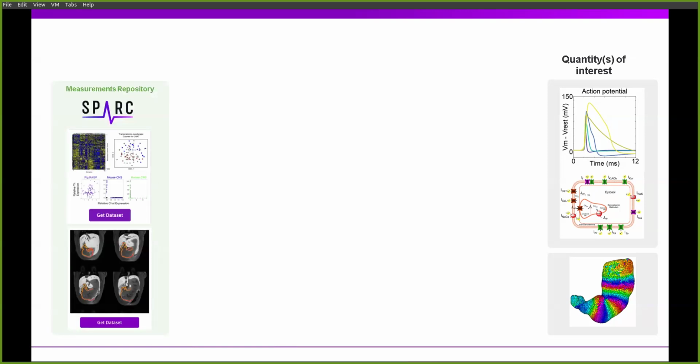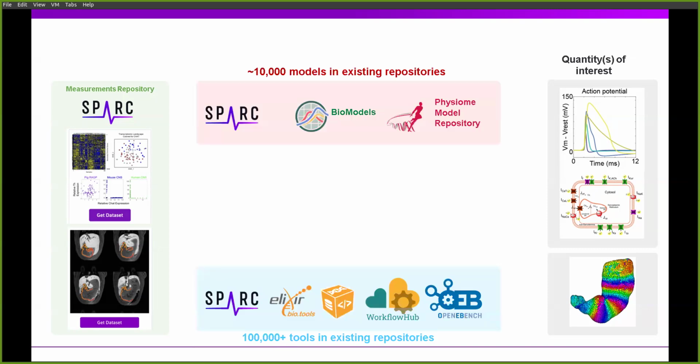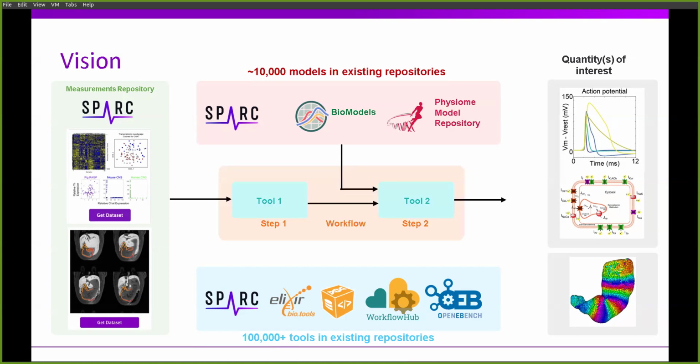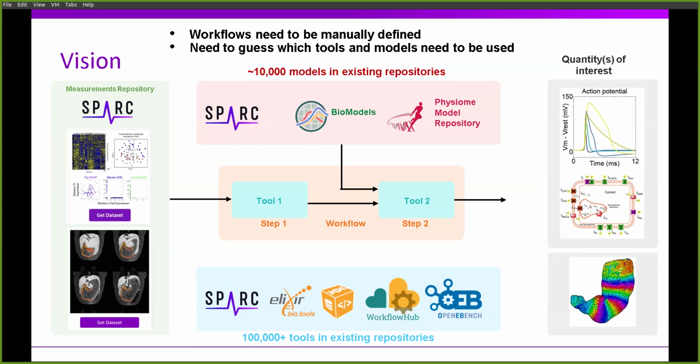Now, the SPARC measurements could be used to evaluate these quantities of interest together with a number of models and tools that have been developed by both SPARC and the international community. Our vision is to be able to assemble workflows that will allow us to leverage these measurements to help evaluate these quantities of interest. However, a challenge is that the workflows need to be manually defined, and we also need to guess which tools and models might need to be used.